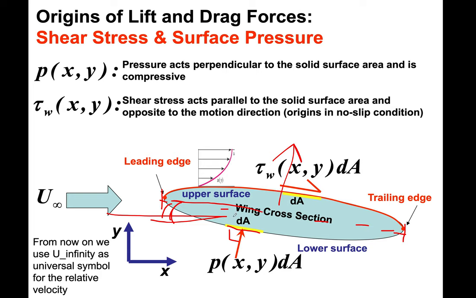So here I've drawn it, I'm still talking about the same area, but I've picked a different region to unclutter my figure. There's a parallel force, which is the viscous shear force, or the viscous shear stress, that is due to viscosity and acts parallel to the direction of motion. So now these are the two fundamental forces that create the lift and drag on a particular wing.